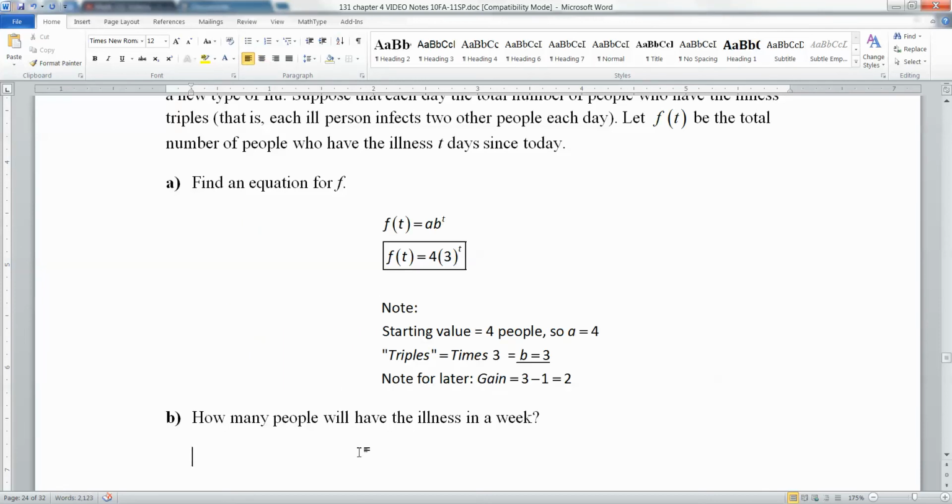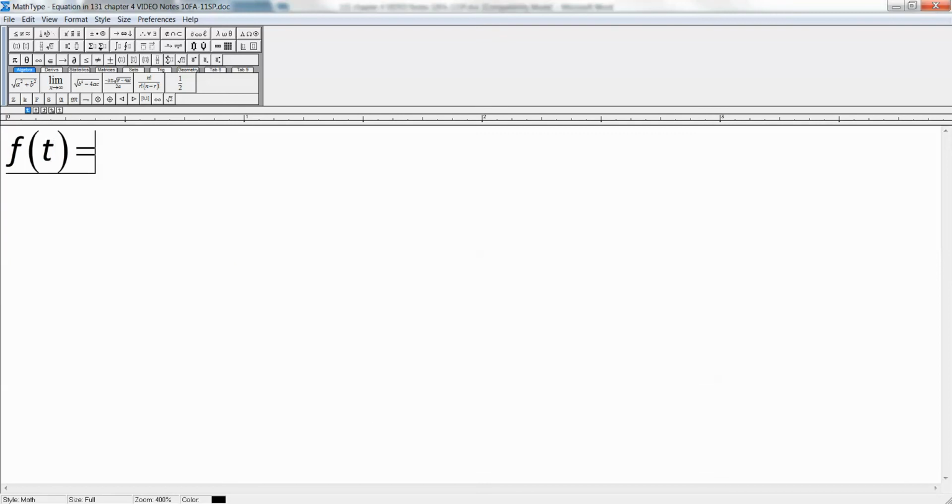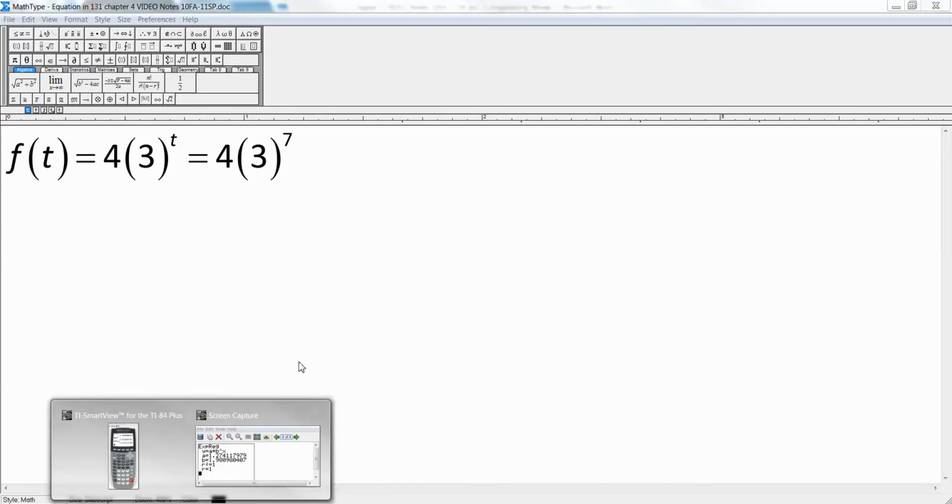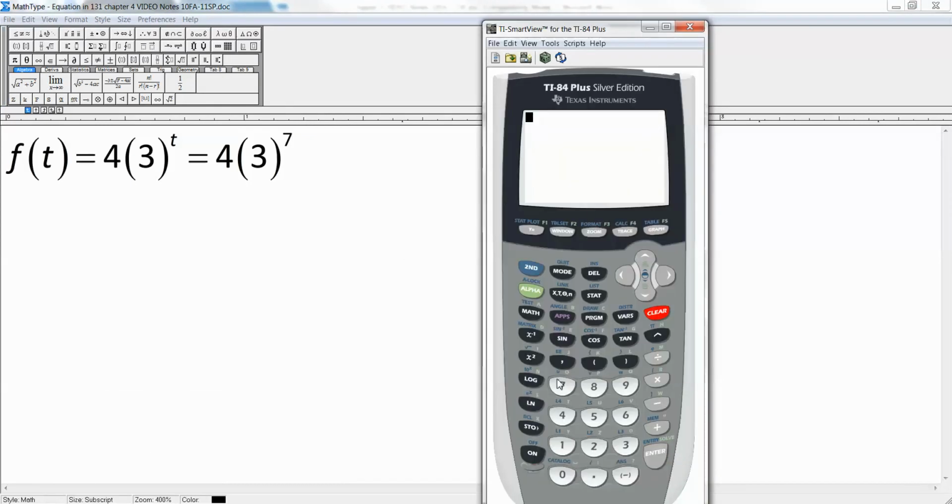Okay. Now, how many people have the illness in a week? Well, this isn't hard at all. You say, okay, f of t was equal to 4 times 3 to the t. So we want 1 week later. So that's 4 times 3 to the 7. Now, the one thing I will warn you about is that you want to type this in as 4 times 3, parentheses is fine, to the 7, like this. What you do not want to do is go 4 times 3 is 12, and 12 to the 7. You see how wrong that is?